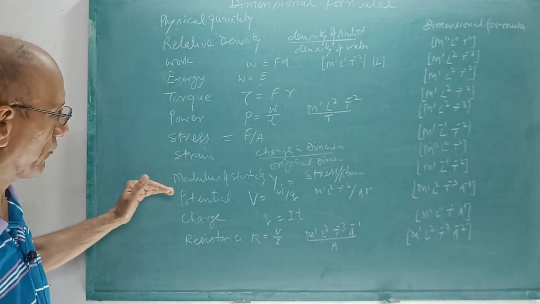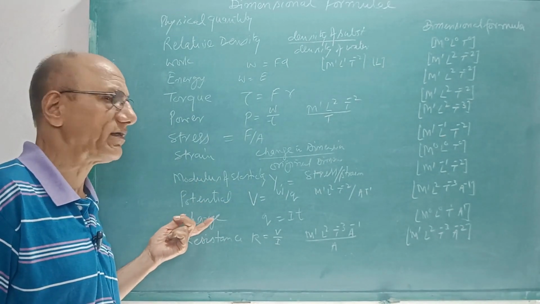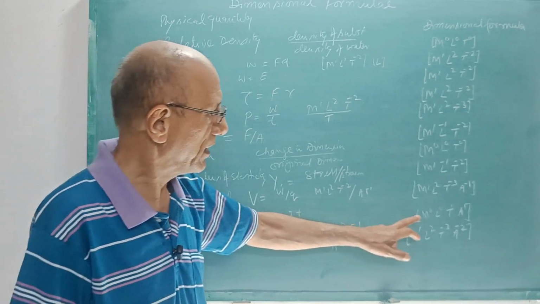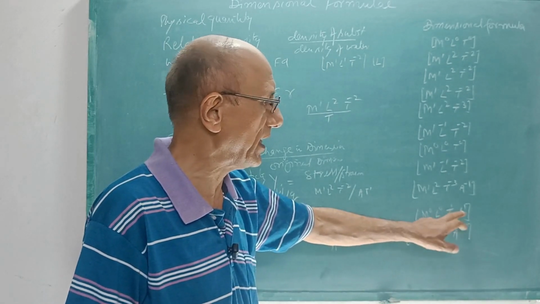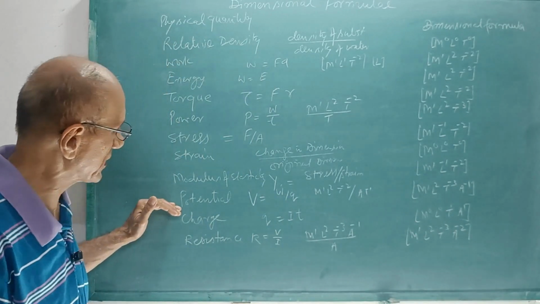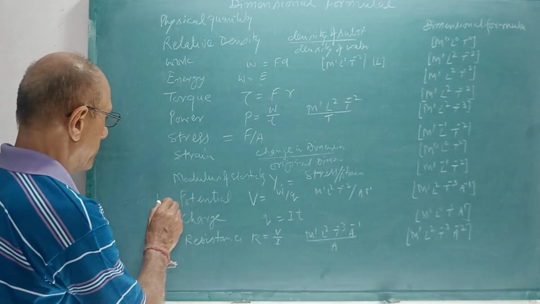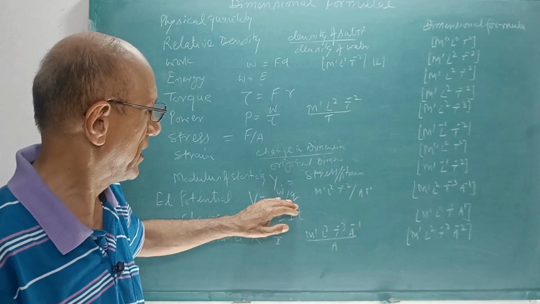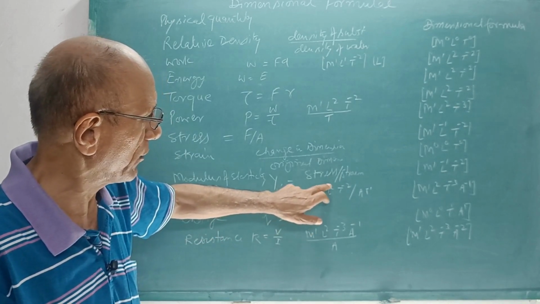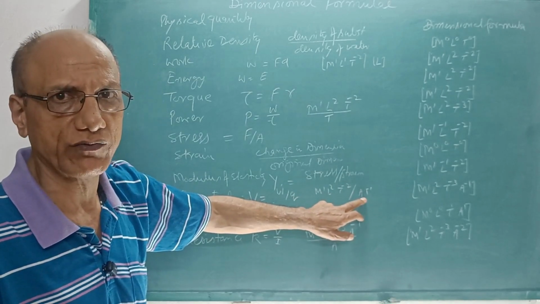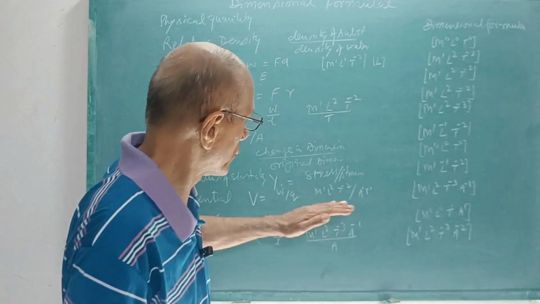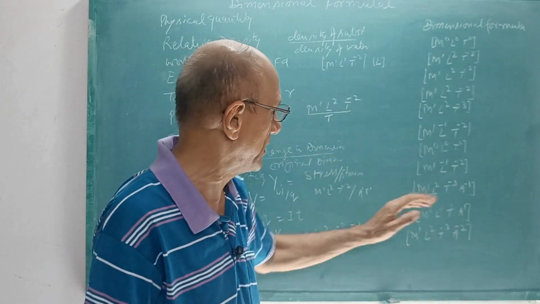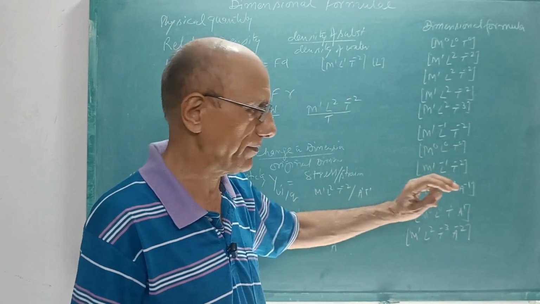Now potential. Before finding the potential, we need the dimensions of charge. So charge Q equals to I into T. So M0, L0, T is 1 and A is 1. So then potential will be, that is the electric potential, V is equal to W upon Q, that is work per unit charge. Then work is M1 L2 T minus 2 and divided by charge, which is A1 T1. So then M1 L2 remains same, T minus 2 and minus 1 is minus 3 and A comes up, so it is A minus 1.